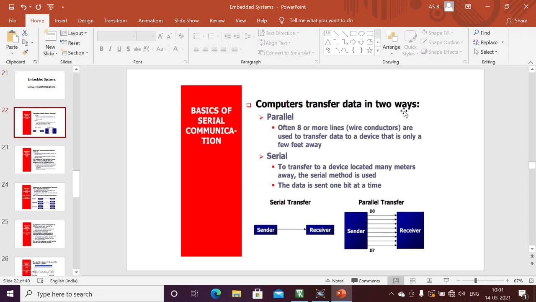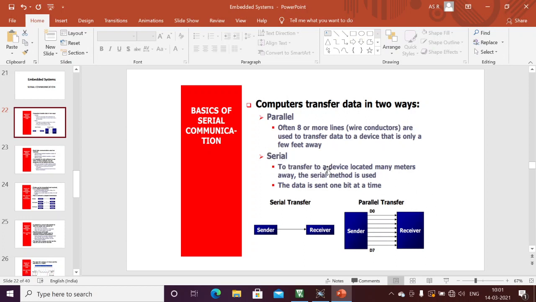Computers transfer data in two ways, serial transfer and parallel transfer. In case of parallel transfer, often 8 or more data lines are used to transfer data to a device that is only a few feet away. Mainly, if I want to transmit 8 bits of data at a time, then we need 8 data lines. If I want to transmit 16 bits at a time, then we need 16 data lines. If I want to transmit data over a long distance using parallel communication, the cost is very high. That's why we go for serial communication.